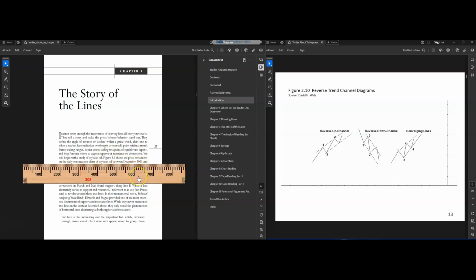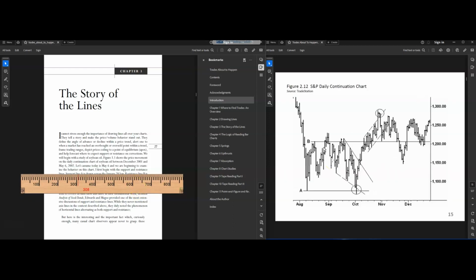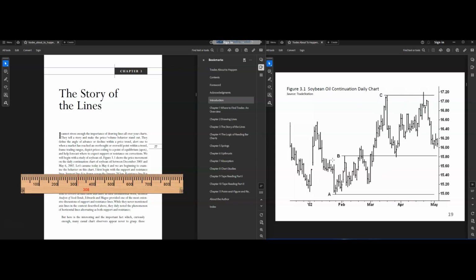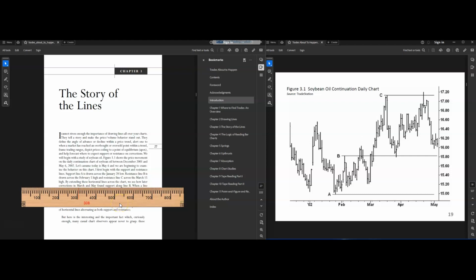We will begin with a study of soybeans shown. All right, let's do that. Soybean. And this is it. Support line A is drawn and B is drawn. Now, what do you notice when you draw A and B? What you notice is that's where the pullback after C stopped. Because you have line A and B, you know where to expect the pullback to end.